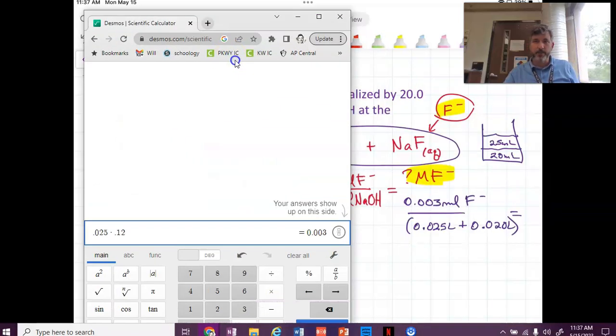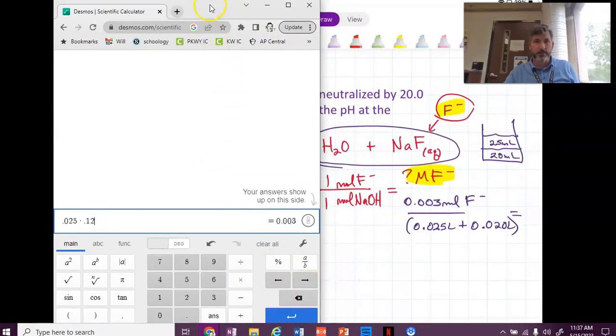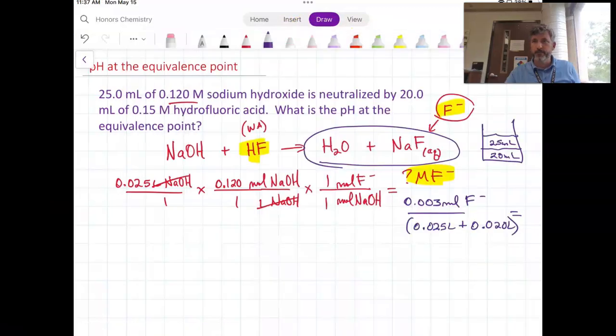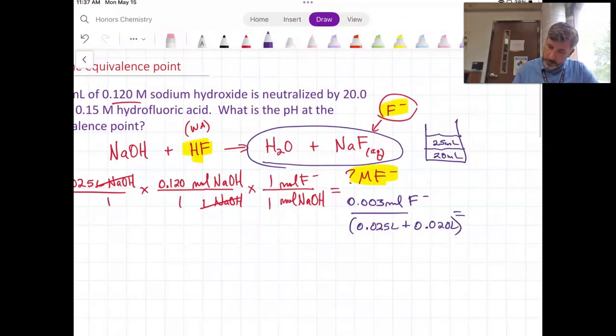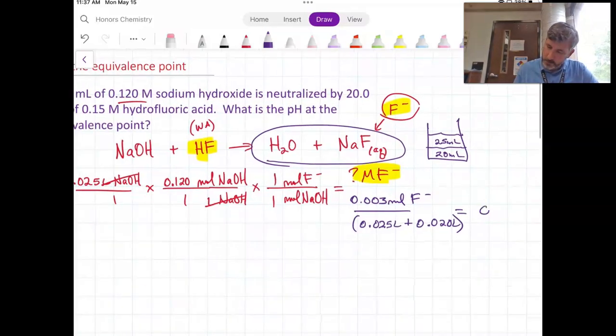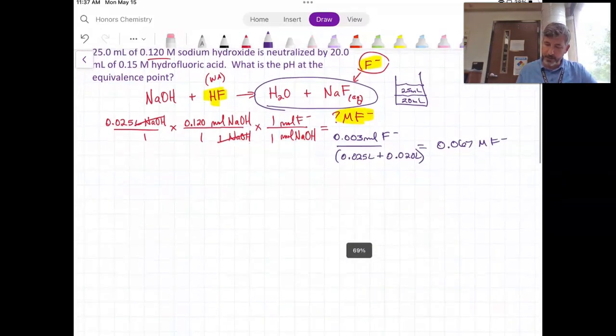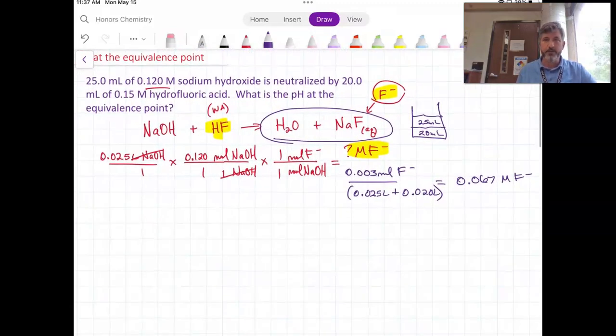Okay, so my next step on the calculator is going to be to divide my moles by 0.045, which again would be the total volume for my fluoride. So 0.067, okay? So 0.067 molar fluoride. The whole reason that I did that calculation is because remember we said the fluoride being produced is what makes this pH not neutral.